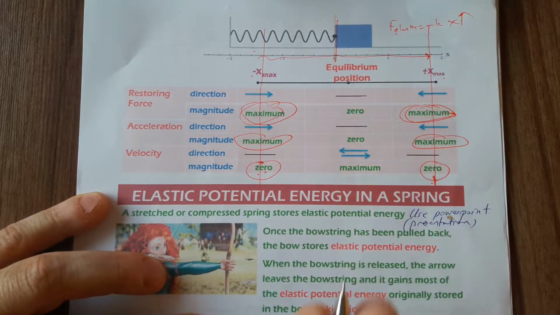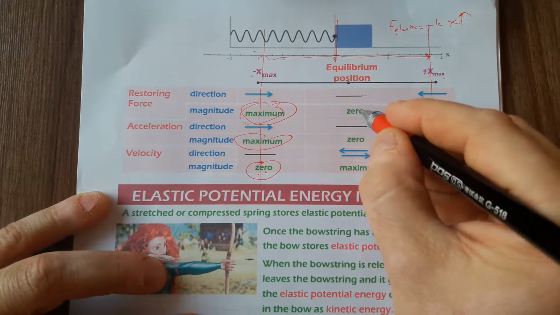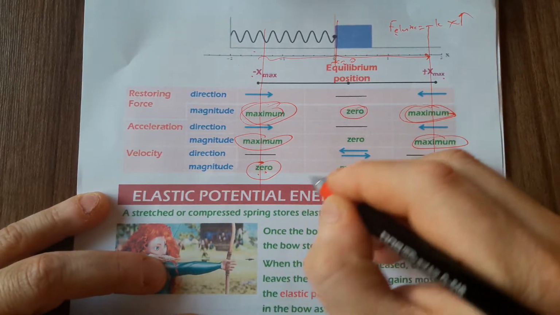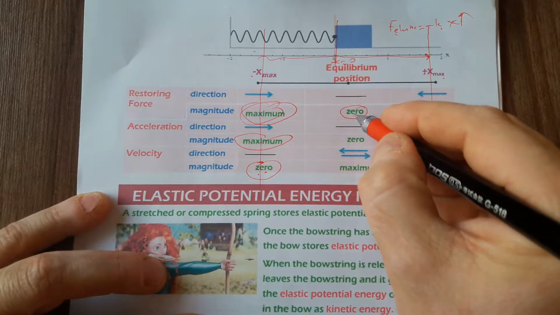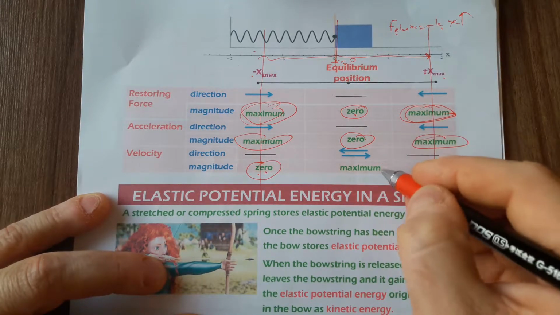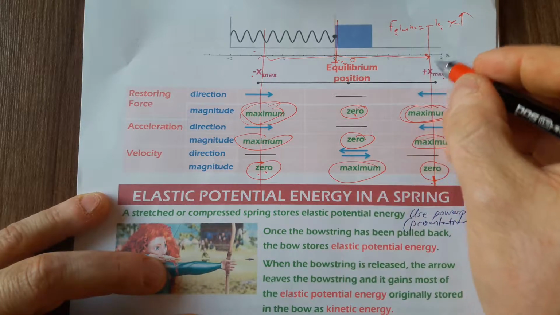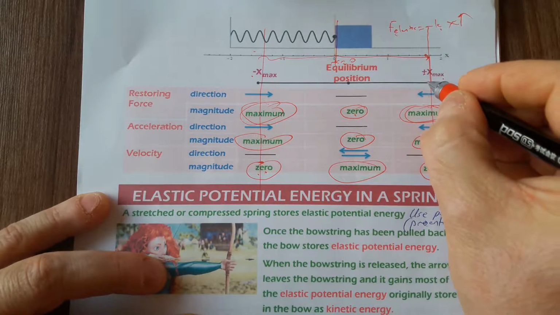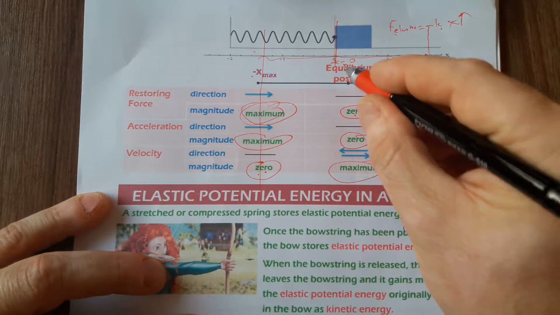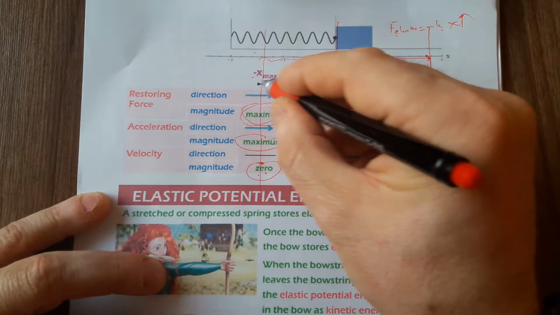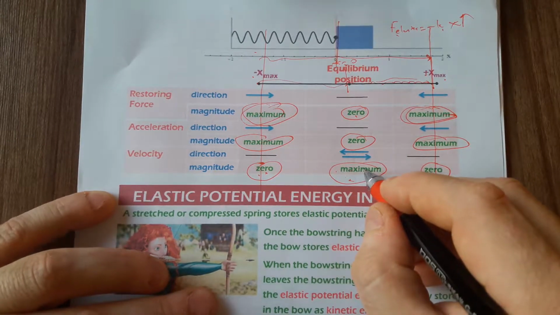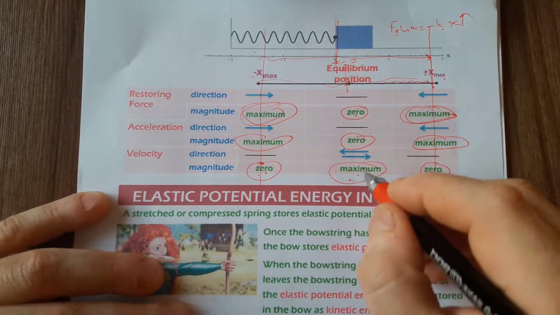What about the equilibrium position? At the equilibrium position, because there is no stretch and no compression, the force will be zero according to the equation. If force is zero, acceleration must be zero according to the second law of motion. However, velocity will be maximum, because when you release the object, it starts to accelerate towards the equilibrium position, speed increases and becomes maximum right there, and then it starts to slow down and stops. So at the equilibrium position, the velocity becomes maximum.